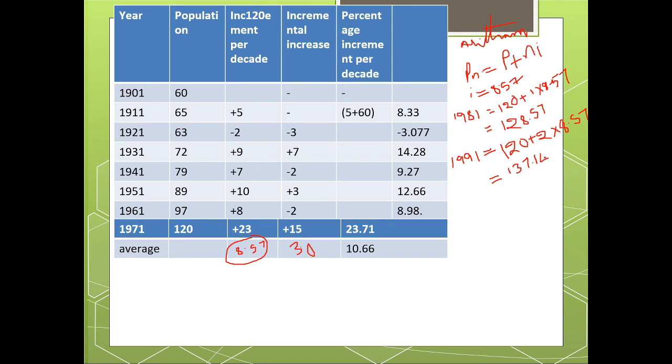Same as it is. If you want to find out 2001, how many decades? 3 decades. 2001 population is equal to 120 plus 3 into 8.57. You will get 145.71.